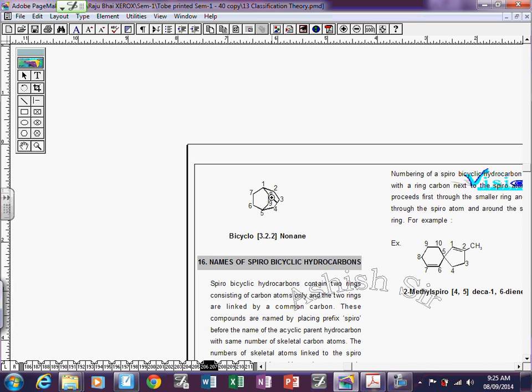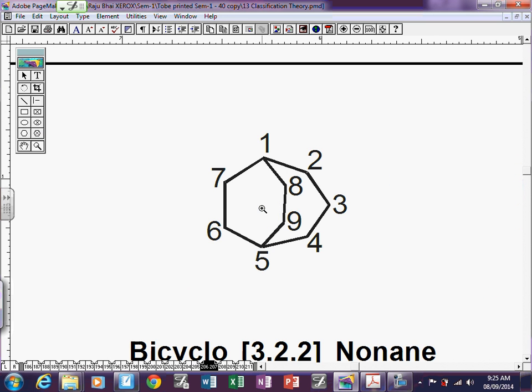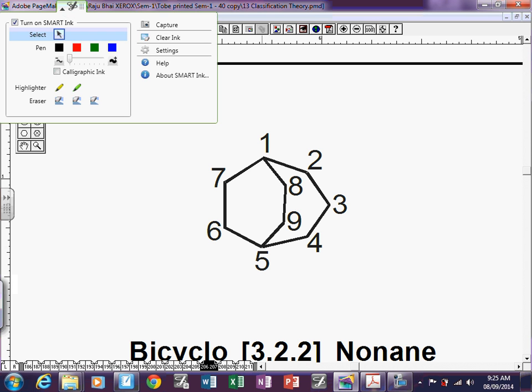Can you see over here? Further. In this example, as we can see, it's bridge 1, 2, 3, 4, 5, 6, 7, 8, 9. It should have been, you can see.